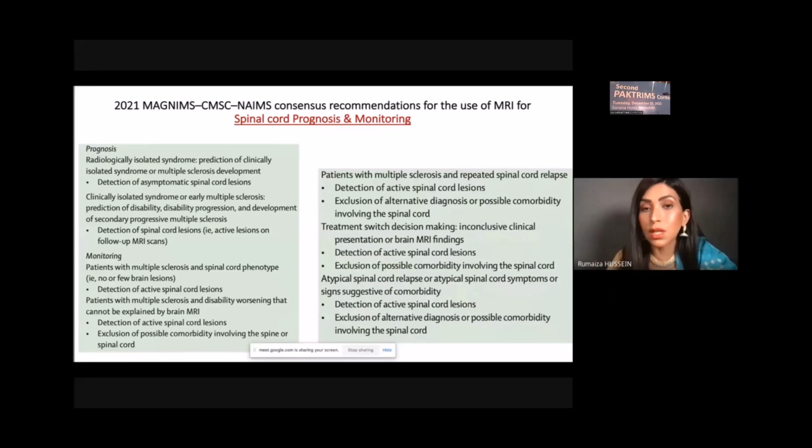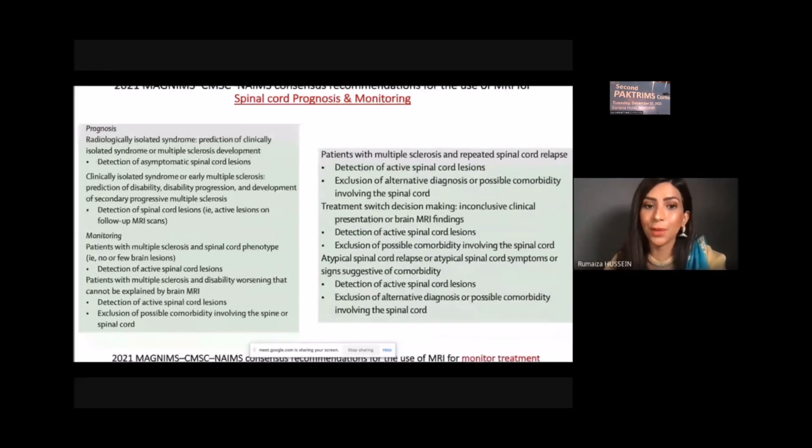Again, we can use the spinal cord images when we do a treatment switch, or when we need to share the decision with the patient that we need to escalate the therapy. So we need to detect if there are any active lesions within the spinal cord. The third thing is atypical spinal cord relapses, or atypical spinal cord symptoms or signs suggestive of comorbidities. Again, in those aspects, the recommendation supports the use of spinal cord MRI.